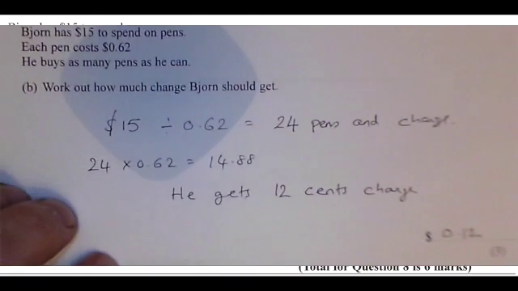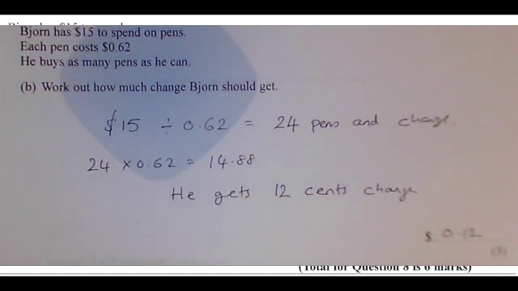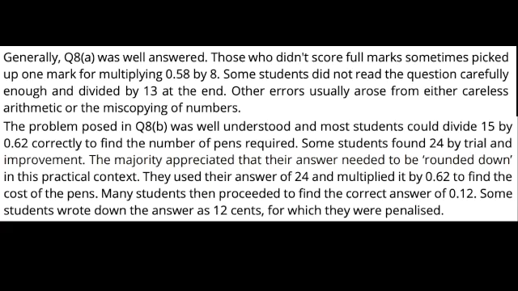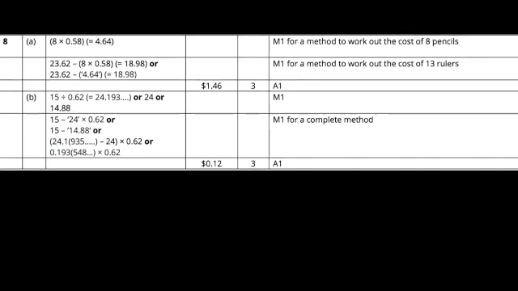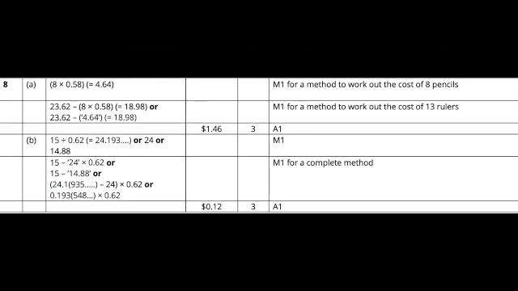So let's have a little look at the examiner's report. Do pause and have a read of this. It looks quite a lot to read. But it certainly looks like this exam paper is getting harder now, doesn't it? I think there seems to be more mistakes being made now. Let's look to see how we did. So the mark scheme: $1.46 and 12 cents change, so we got it all right.